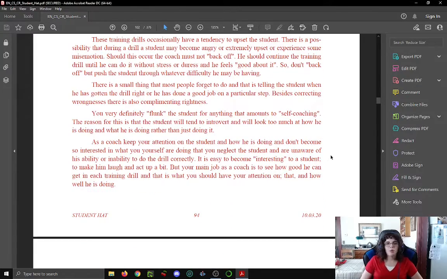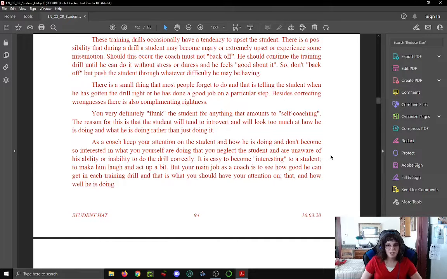There is a small thing that most people forget to do, and that's telling the student when he's gotten the drill right or he's done a good job on a particular step. Besides correcting wrongnesses, there's also complimenting rightness. You very definitely flunk the student for anything that amounts to self-coaching. The reason for this is that the student will tend to introvert and will look too much at how he is doing and what he is doing rather than just doing it.